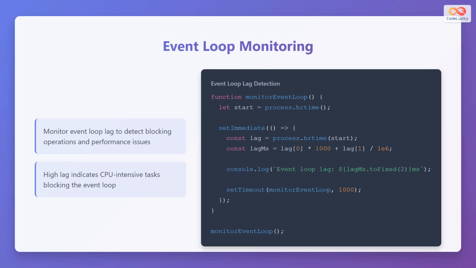Define a function called monitorEventLoop. Then, get the current high-resolution time using process.hrtime. Use setImmediate to execute a callback function as soon as the event loop is free. Calculate the lag by comparing the current time to the start time. Log the event loop lag to the console. Use setTimeout to call the monitorEventLoop function every 1 second.